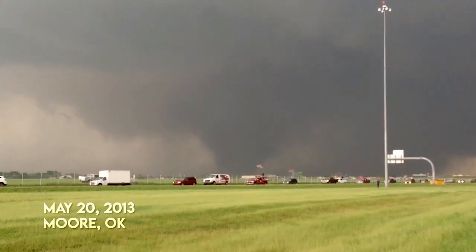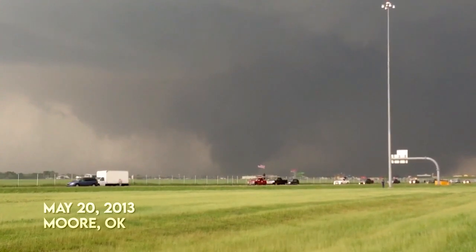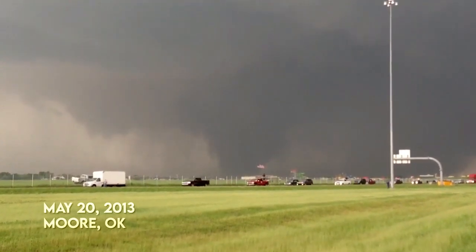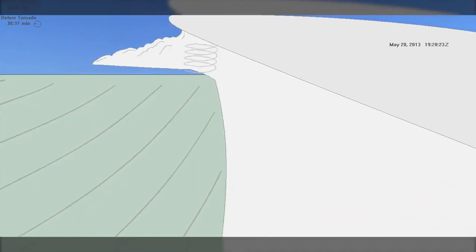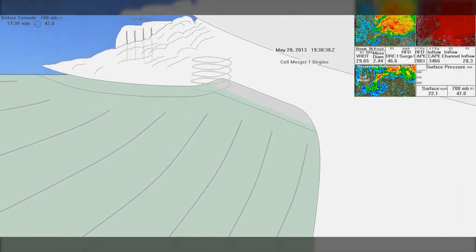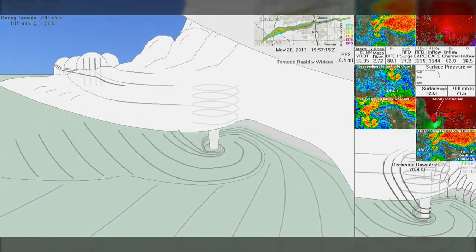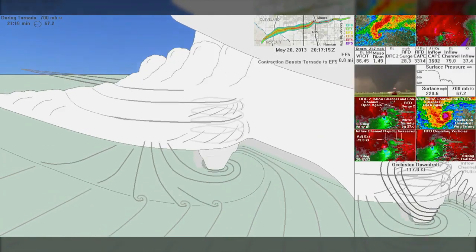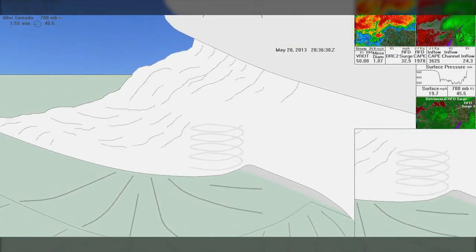During the project, we developed an animation. The animation shows the storm that moved through Moore, Oklahoma on May 20th, 2013 and produced the EF5 tornado. The animation shows the storm as it develops from a cloud to a supercell, and then it shows how the mesocyclone produced the tornado. You're going to see the complete life cycle of the storm. I hope you enjoy it.